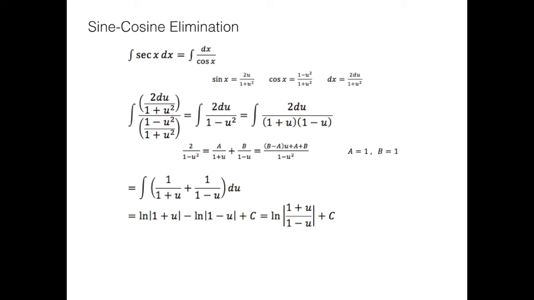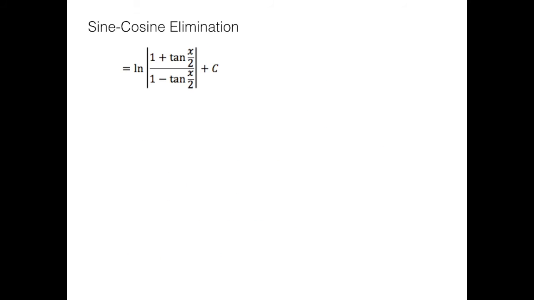Now, we can actually integrate this, and we get natural log of 1 plus u minus the natural log of 1 minus u plus c, or natural log of 1 plus u over 1 minus u plus c. Now we've run out of room, so let's move on. Oh, I'm sorry, I spoke a bit too soon. We can actually plug in the identity of tangent x over 2 for u. So we get the natural log of the absolute value of 1 plus tangent x over 2 all over 1 minus tangent x over 2, plus c. Okay, now we ran out of room, so we're going to have to continue on the next slide.